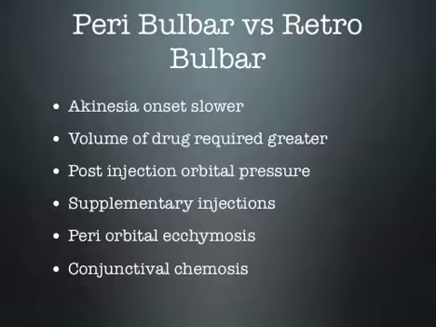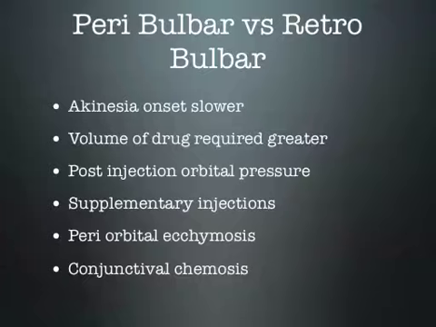It's safer, but then the akinesia has a slower onset because it is spread out over more tissue. The volume of drug required to produce the same degree of akinesia and anesthesia is greater in a peribulbar block. There's more pressure because of the greater amount of drug that we inject. We may need more supplementary injections in a peribulbar block. It can cause ecchymosis, periorbital ecchymosis.